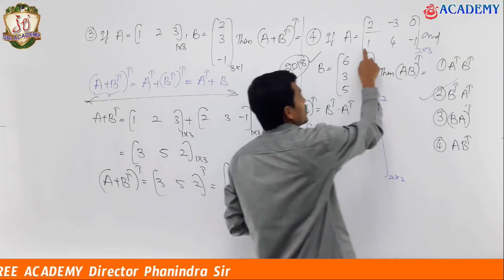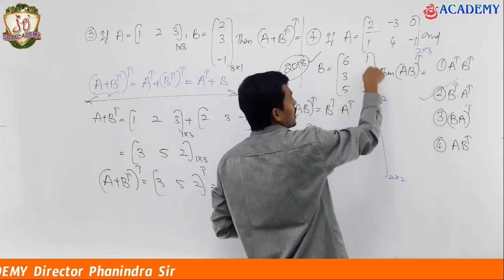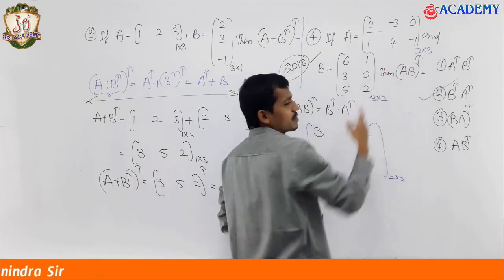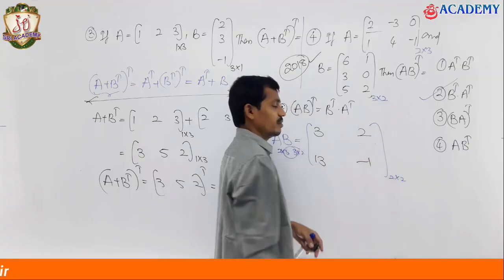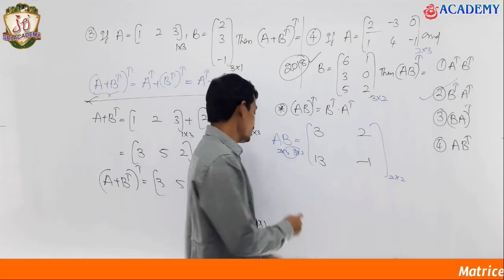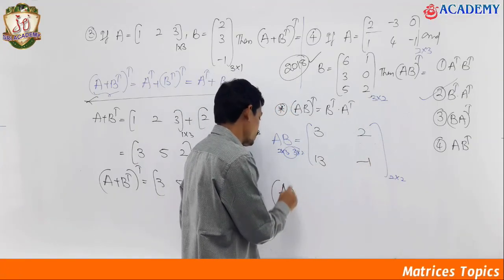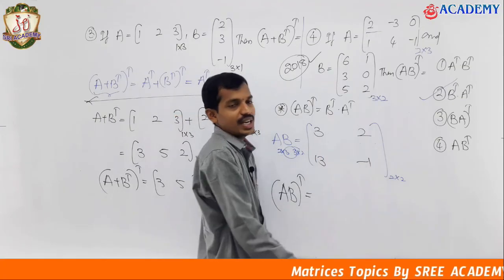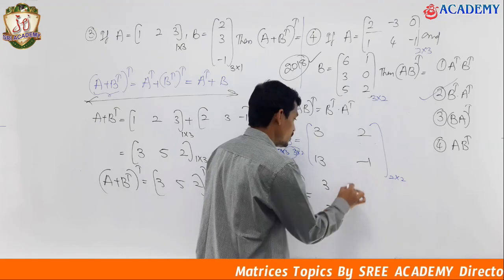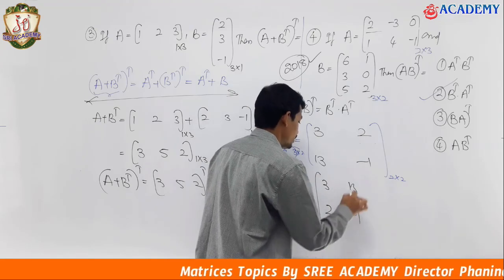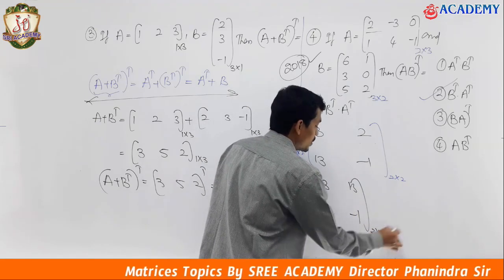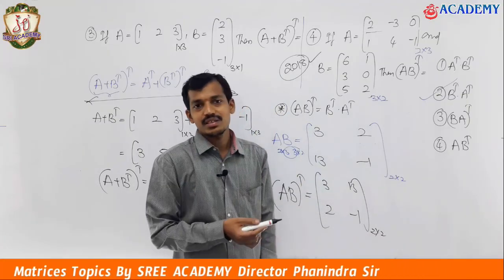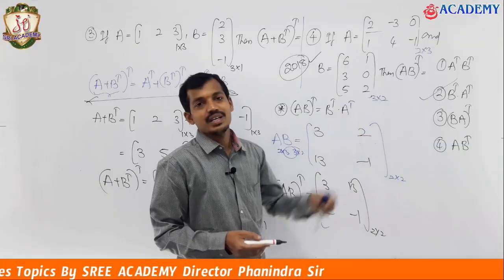Next, second row with first column, second column, that is 1 into 1, 1, 4 into 0, 0, minus 1 into 2. 1 minus 2 is nothing but minus 1. This is going to be AB, but we want AB transpose. AB transpose is what? Simply you have to write rows as columns, that is 3 2 1 3 minus 1. This is also a 2/2 matrix, but he didn't ask for it as a matrix, just given the property, AB whole transpose.